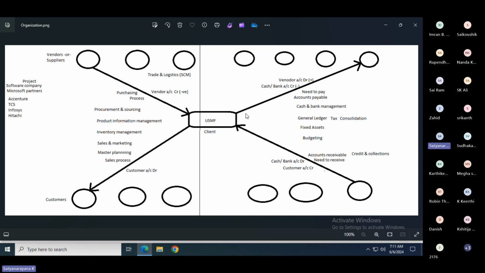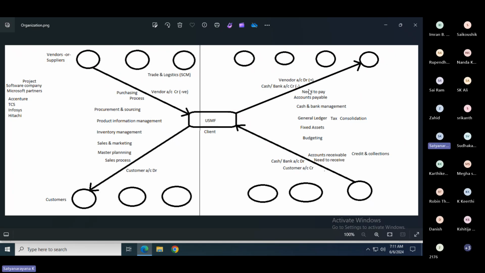For this purchasing, we need to make payment. That is accounts payable, because you have received material from the vendor companies. These are called vendor companies, and these are called customer companies. This is the software company, this is the client, and these are vendor or supplier organizations, and these are customer organizations. You receive material from the vendor, then you need to pay money. That is accounts payable. And you sell material to the customer, so you need to receive money from the customer. That is accounts receivable.